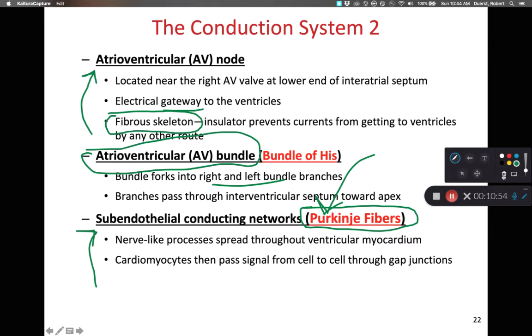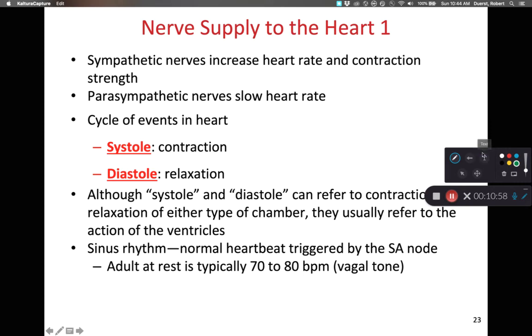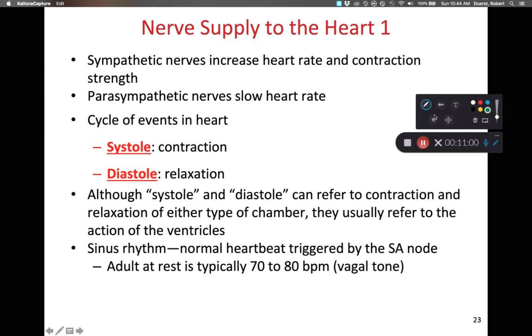And then we'll have the two atria depolarize and contract. Now, as we're looking at controlling the heart rate with our sympathetic versus parasympathetic nervous systems, we find that the sympathetic nervous system is going to upregulate. It increases our heart rate, and it also is going to increase contraction rate. When we think of the parasympathetic nervous system, it slows down our heart rate. So these two will work back and forth.